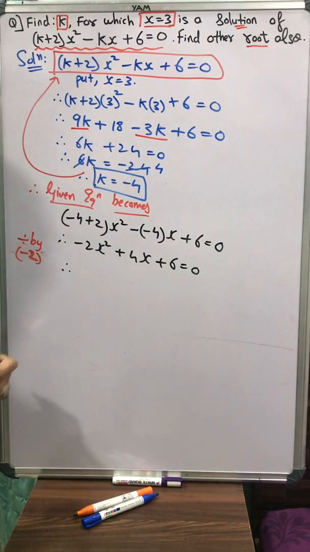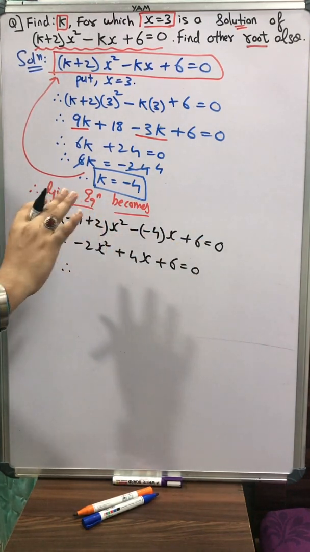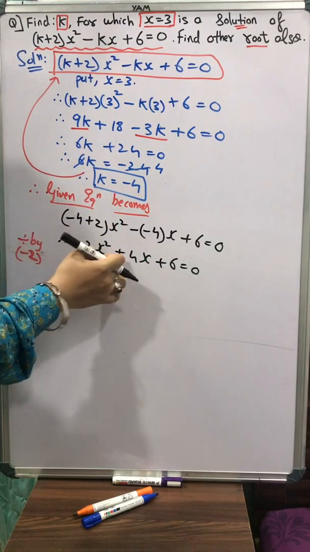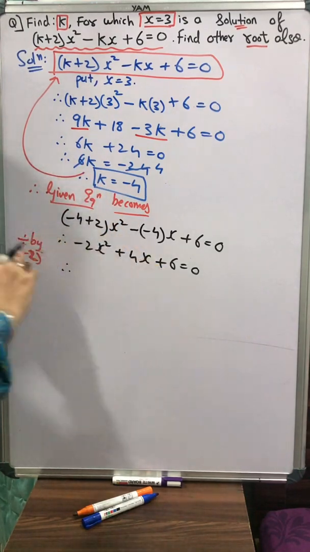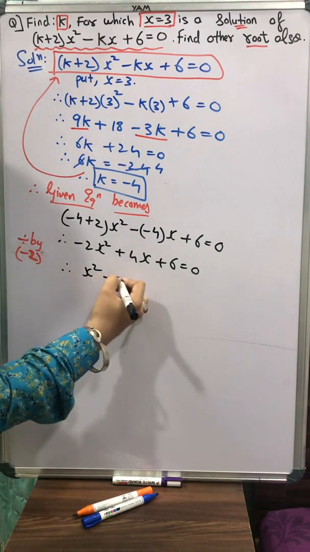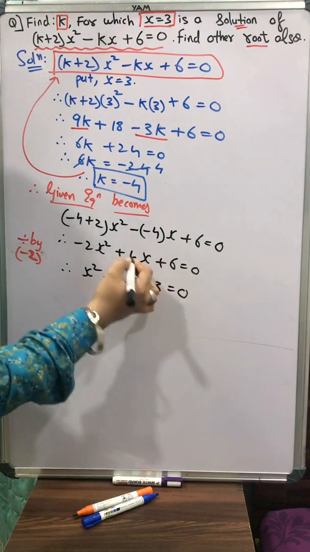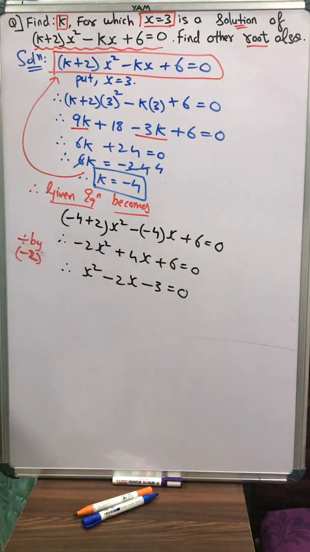Therefore, if I divide the entire thing with minus 2, all the signs will be inversed. Minus becomes plus, plus becomes minus, plus becomes minus, and also divided by 2. So this will become x square minus 2x minus 3. 6 divided by 2 is 3, 4 divided by 2 is 2, and signs also reciprocated.